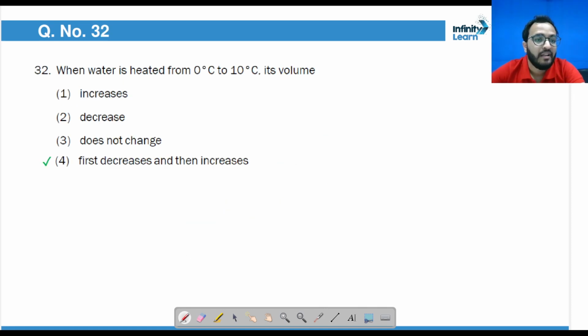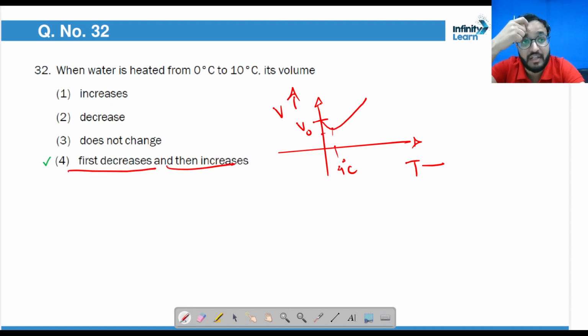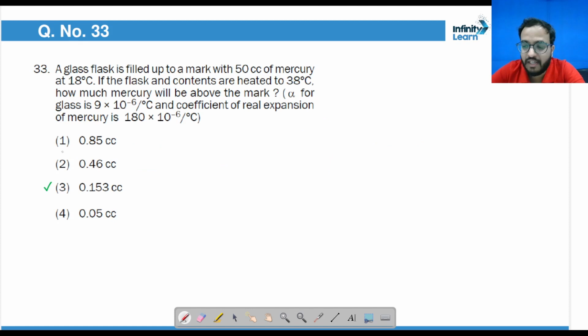Got it? See, for water, we know what happens. For water, the graph of its volume versus temperature is like this. The volume falls up to the 4 degree centigrade point. After this, the volume starts increasing. So it first decreases and then increases. It is the anomalous behavior of water, right?